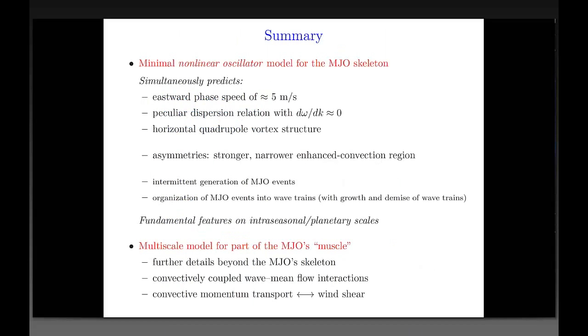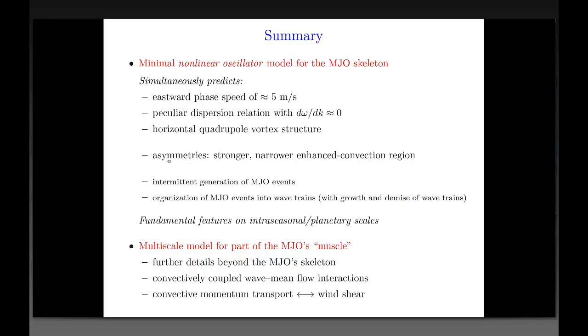Okay, and that was actually my last slide. So this went quite a bit faster than I thought it would, but I guess because no interruptions. Just to summarize what we went through here, the main part of the talk was on this minimal nonlinear oscillator model for the MJO skeleton. And what I showed was evidence that this model simultaneously predicts fundamental features of the MJO, at least its fundamental features on intraseasonal and planetary scales, including slow eastward phase speed, this peculiar dispersion relation, and quadrupole vortices.